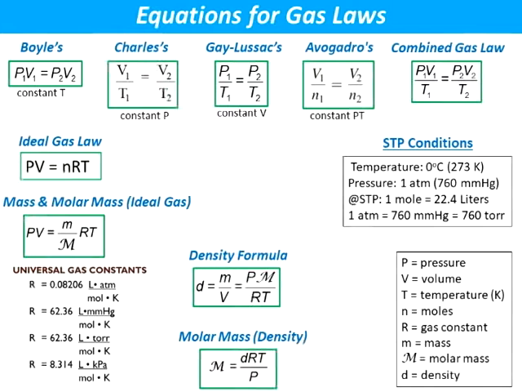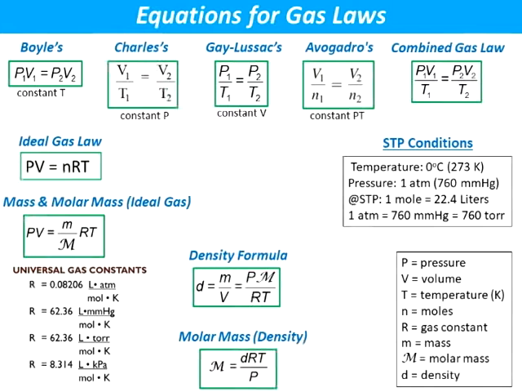We have Boyle's, Charles's, Gay-Lussac's, Avogadro's, and the combined gas law. These five gas laws are comparative. In other words, you'll always have a starting condition and a final condition, one set of conditions versus a second set of conditions. So Boyle's, Charles's, Gay-Lussac's, Avogadro's, and the combined gas law will always be comparative. That's one way to know you're using one of these laws.